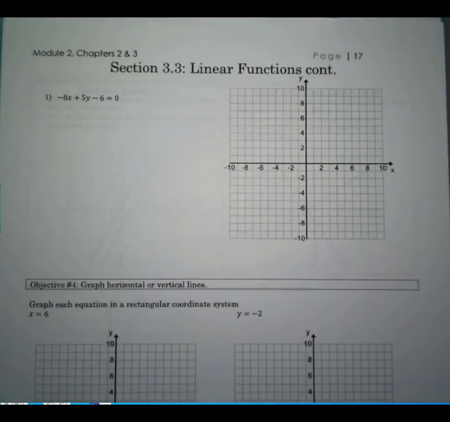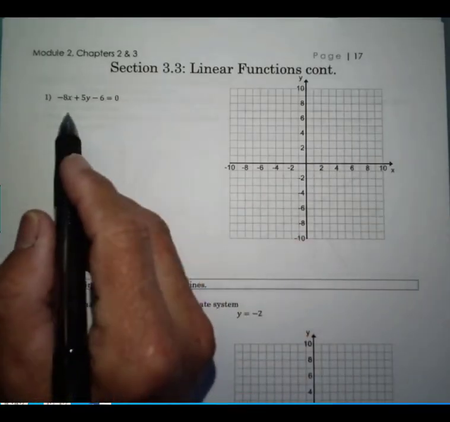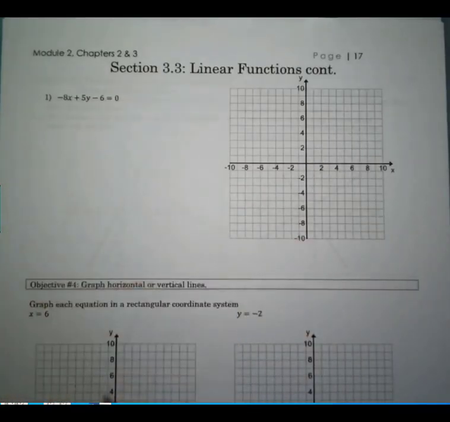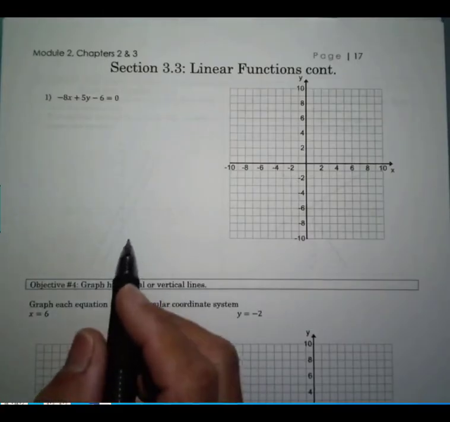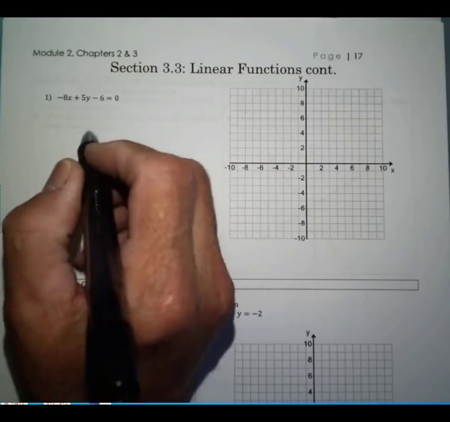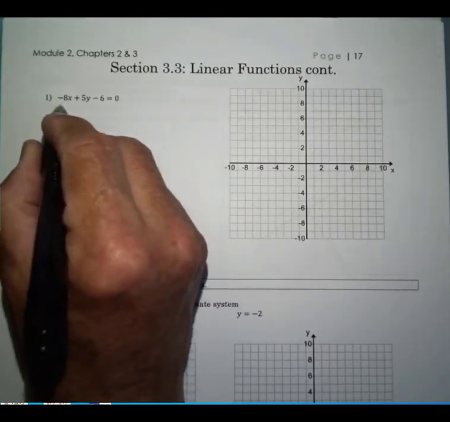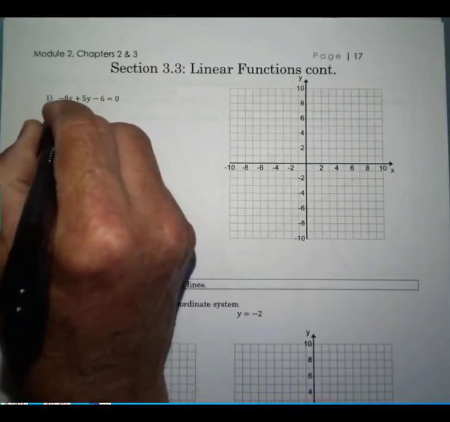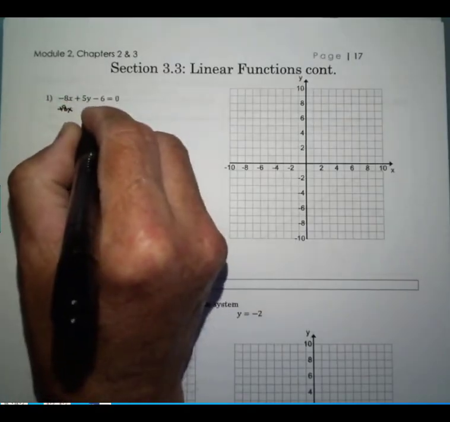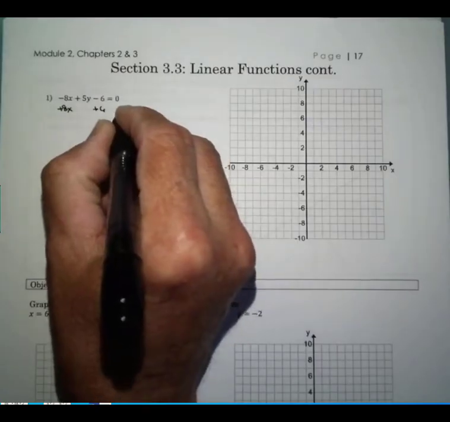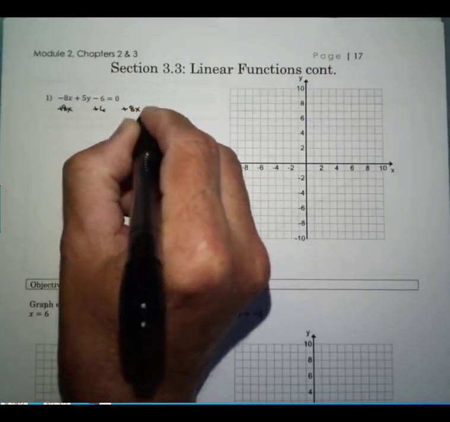This example is kind of interesting because it's asking us to graph a linear equation that is a little more difficult to find whole numbers that are actual coordinates. If I wanted to get this into y is equal to mx plus b format, I would add 8x to both sides of this thing. I'll just write it down so you see what I'm doing. And I would also add 6. So I'm going to add 8x over here, and I'm going to add 6.